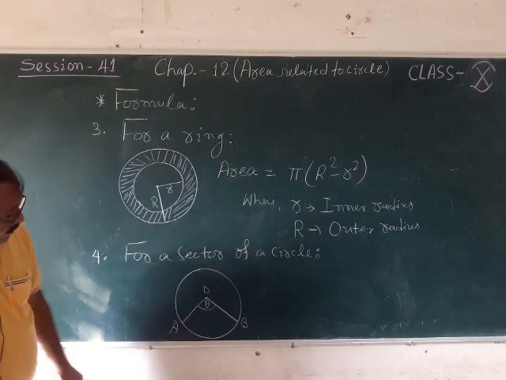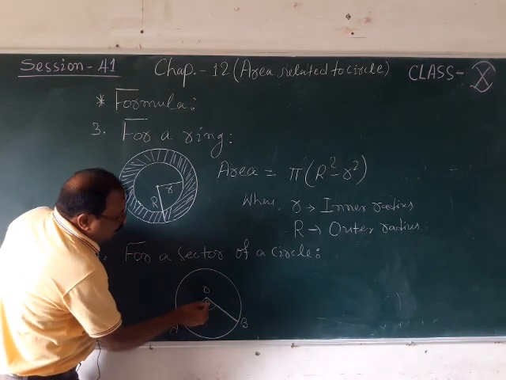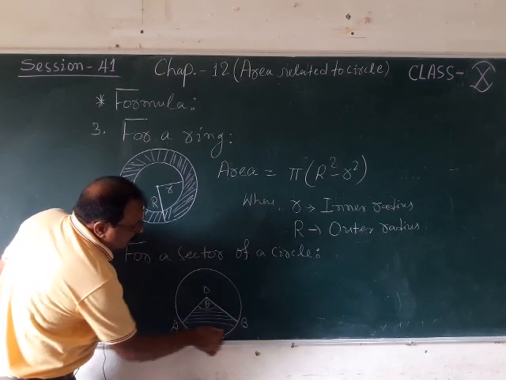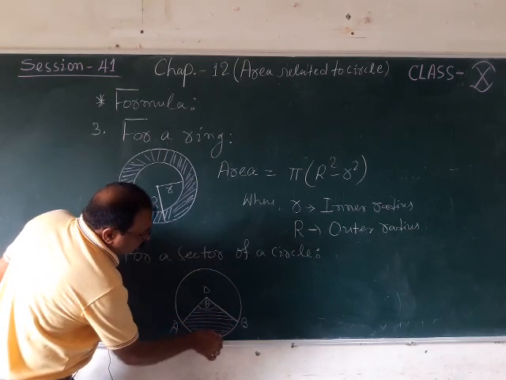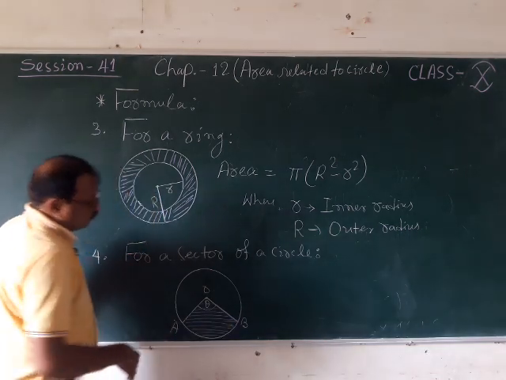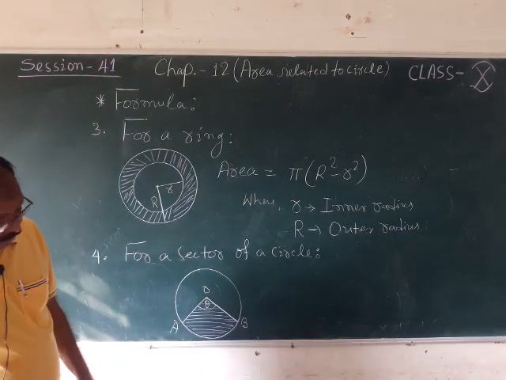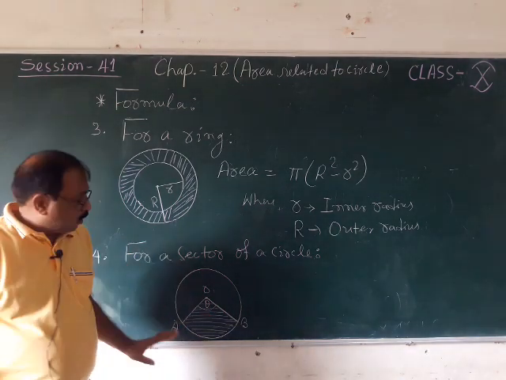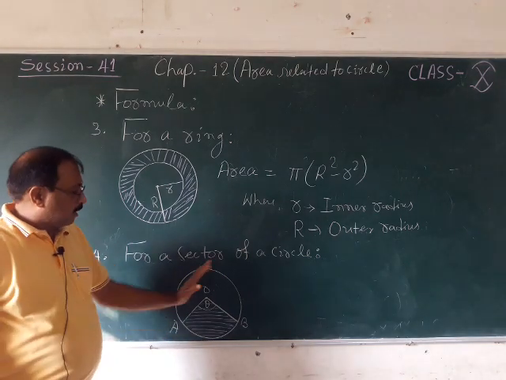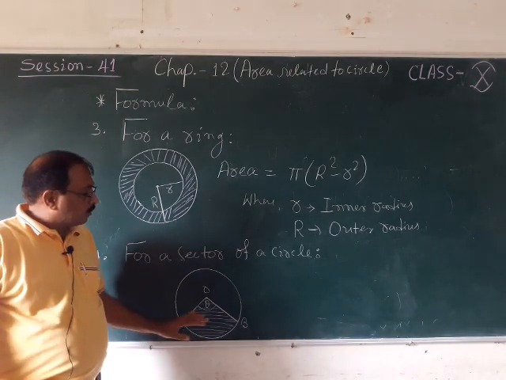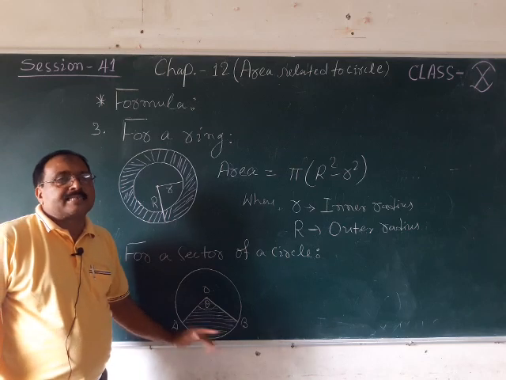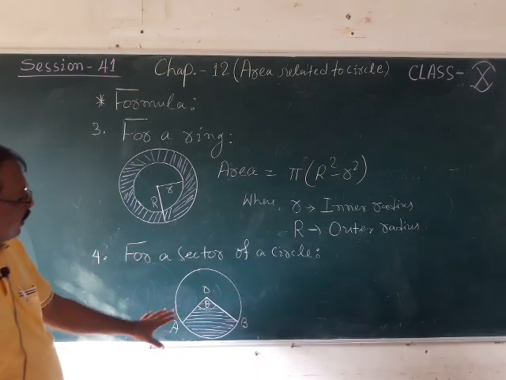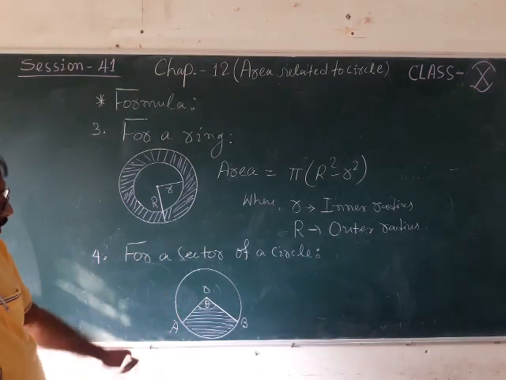In the case of a sector, this shaded part is the sector of a circle, and sometimes you need to find the area of this sector. You have two types of sectors. One is the minor sector. Minor means a smaller part, and major sector means the bigger part. Here the shaded region is the minor sector, and the unshaded part in this figure is the major sector.